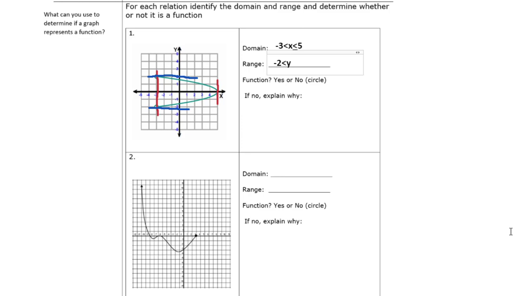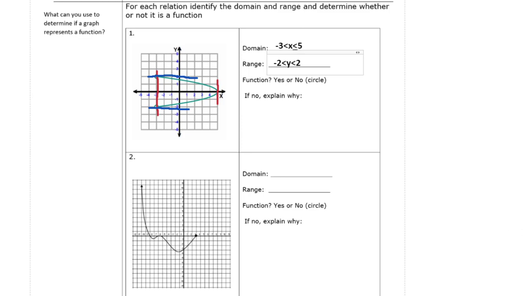Our range is any number that is our y values. So we're saying that -2 is less than y. And our largest value ends up on the other side. y is less than our largest value, which is 2.